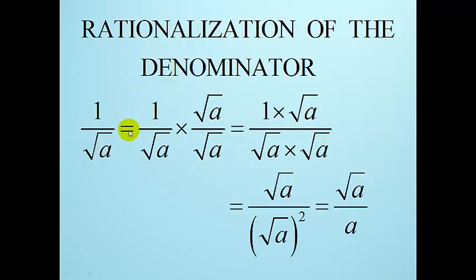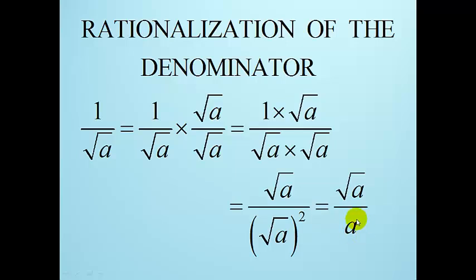And how do we rationalize? We multiply 1 over √a by the surd, that's the denominator. So times √a, then we divide by the same √a. So we have 1 times √a divided by √a times √a. Now 1 times √a is equal to √a. And √a times √a equals (√a)². Now when the square cancels the root, we are left with a. So finally we have √a divided by a.